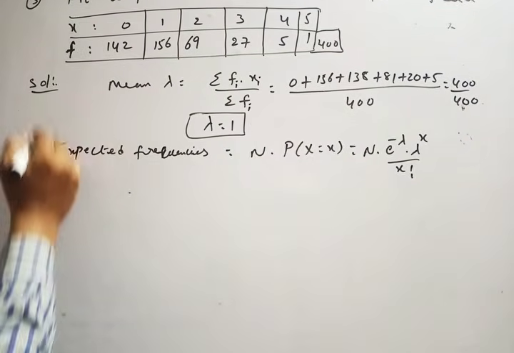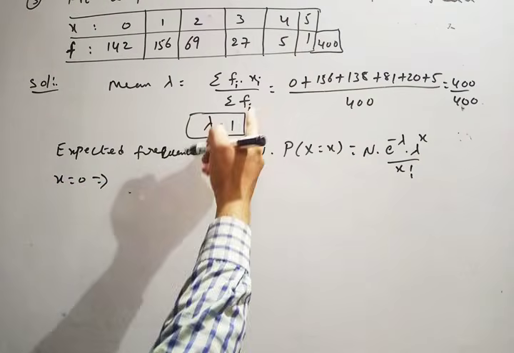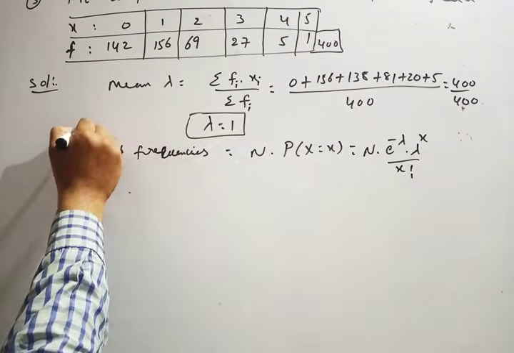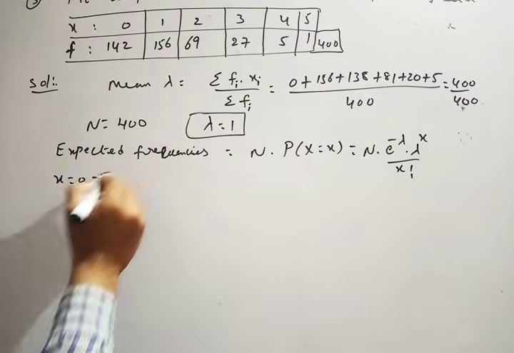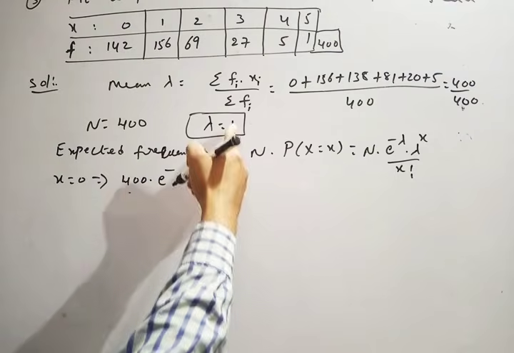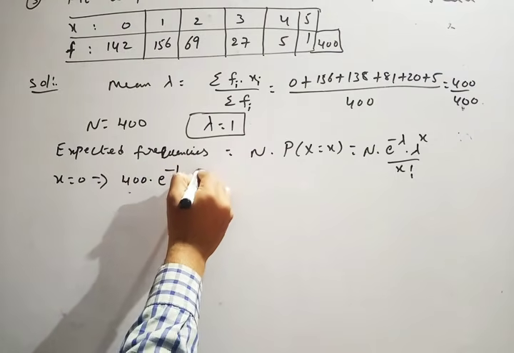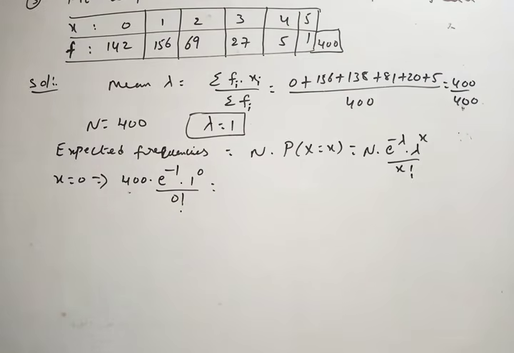So first case, for x equal to 0. What is the formula? Capital N is equal to 400. So 400 into e power minus lambda, where lambda is 1, 1 power 0 by 0 factorial. So e power minus 1 will give you, by taking the calculator and solving it, the value 147.15.